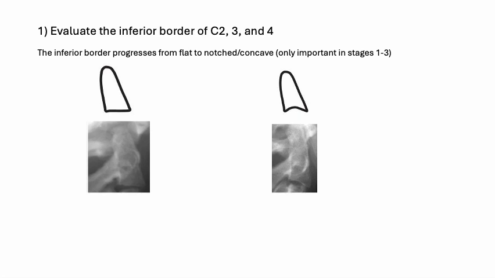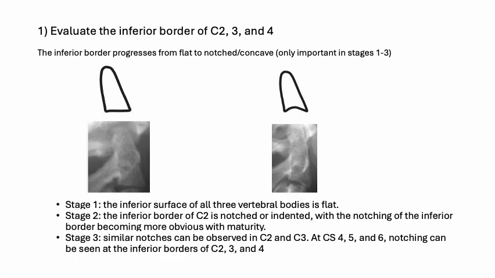So the first step is to evaluate the inferior border of the C2, 3, and 4 vertebra. This inferior border morphology will progress from flat or slightly convex to concave as the patient matures. This specific aspect of the morphology is really only important to differentiate between stages 1, 2, and 3. Through stages 1, 2, and 3, the inferior border of the C2, 3, and 4 vertebra will progress from flat to concave in a fairly predictive pattern.